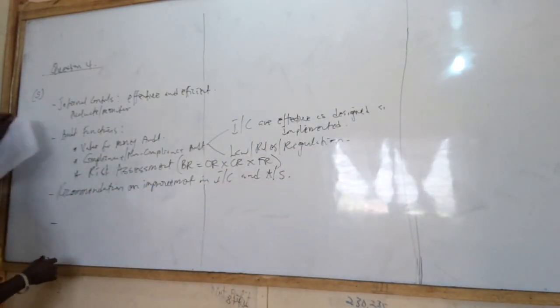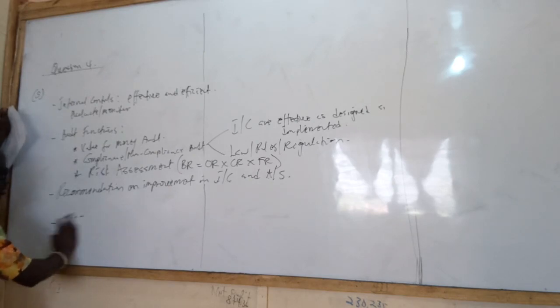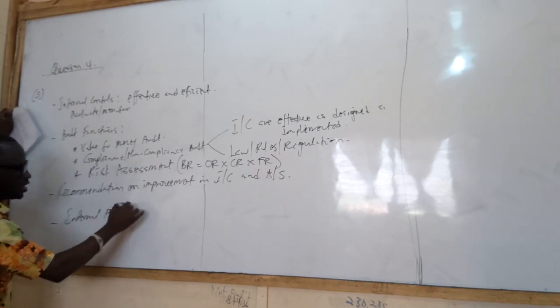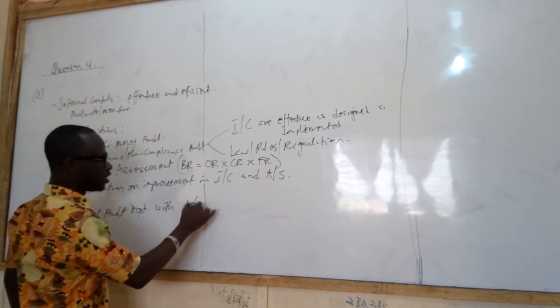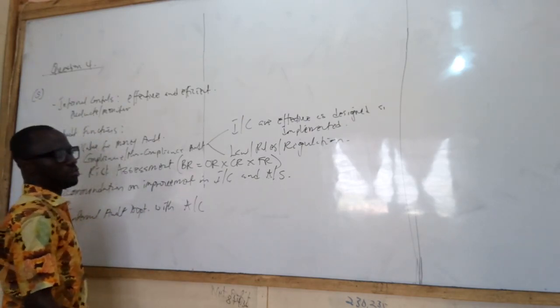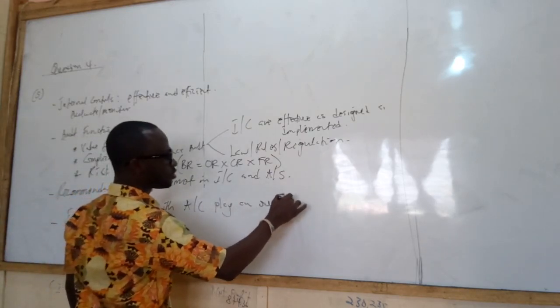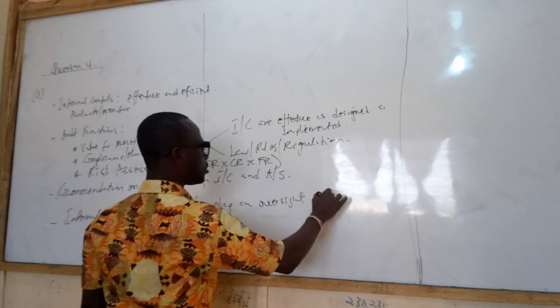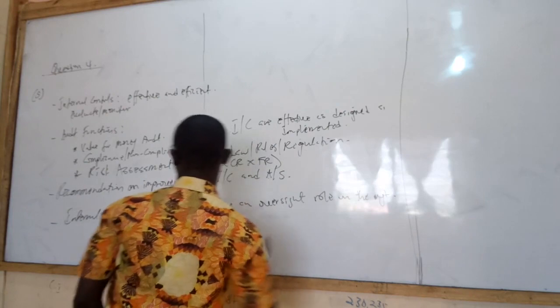Next one. The audit. So internal audit department with AC. What is AC? Audit committee, okay, play an oversight role on the management of the company.